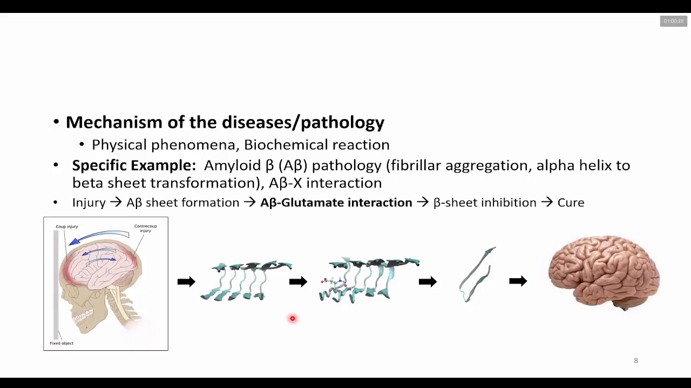So I have a quick question. You are using dynamic simulation for these kinds of materials. My question is, are you using an all-atom model or a kind of coarse-grained molecular dynamics?